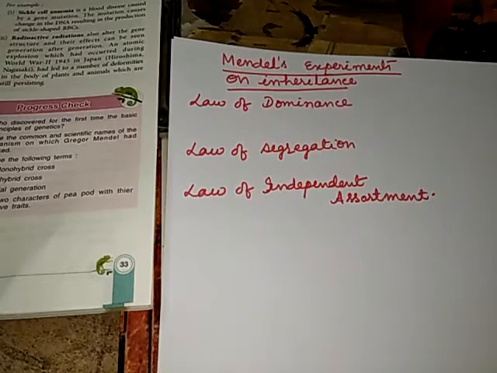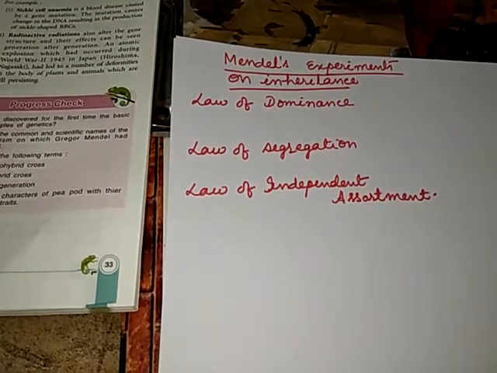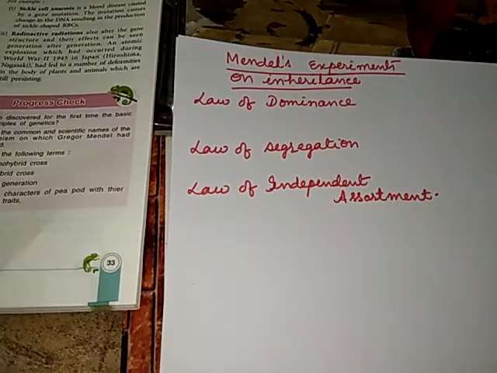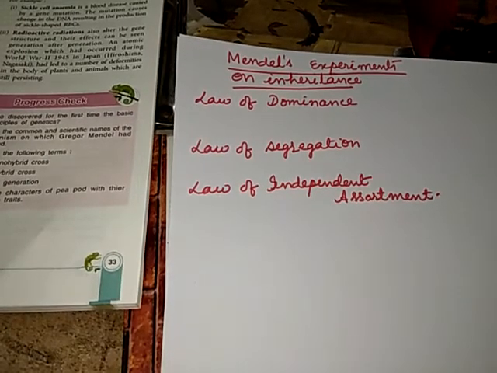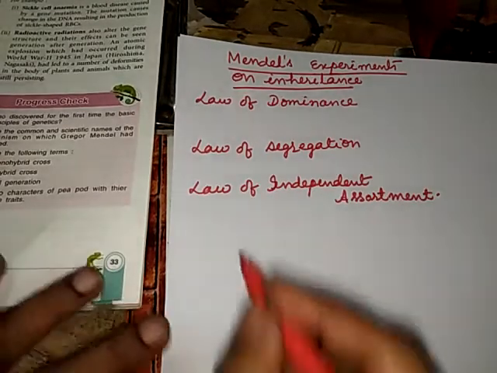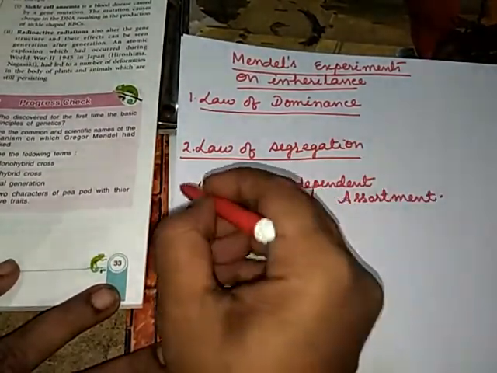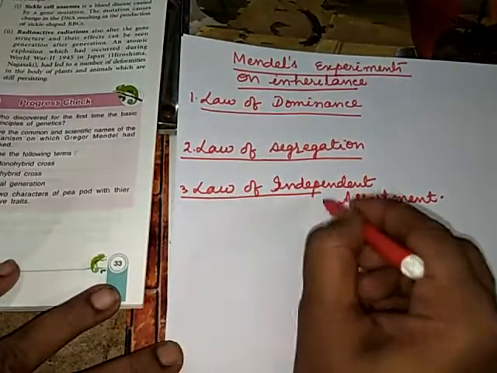The chromosomes are always represented with symbols so that we can show our experiments. Now we will look at Mendel's experiments on inheritance. Mendel generalized the results of his breeding experiments on the garden pea, Pisum sativum. He gave us three laws: number one, the law of dominance; number two, the law of segregation; and third, the law of independent assortment.